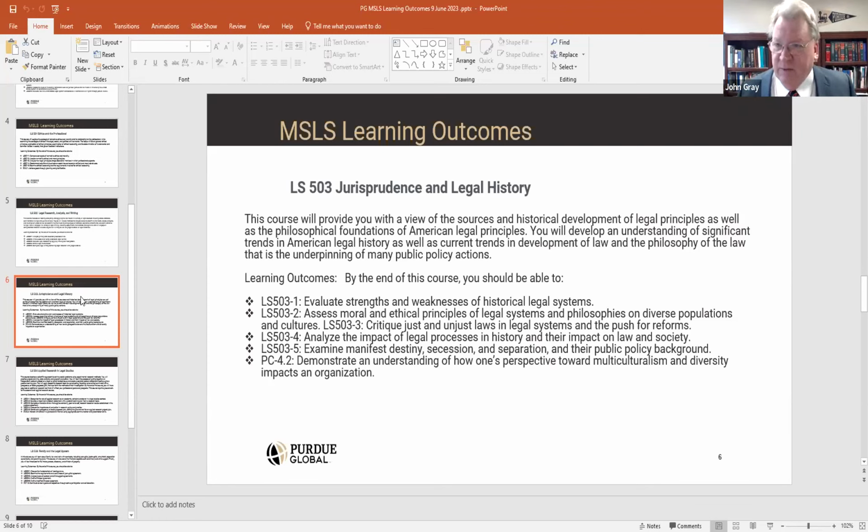And this works together to form the underpinning of many public policy actions. So by the end of this course, LS 503, you should be able to evaluate strengths and weaknesses of historical legal systems that have had an impact on the development of the U.S. legal system. Also assess moral and ethical principles of legal systems and philosophies on diverse populations and cultures.